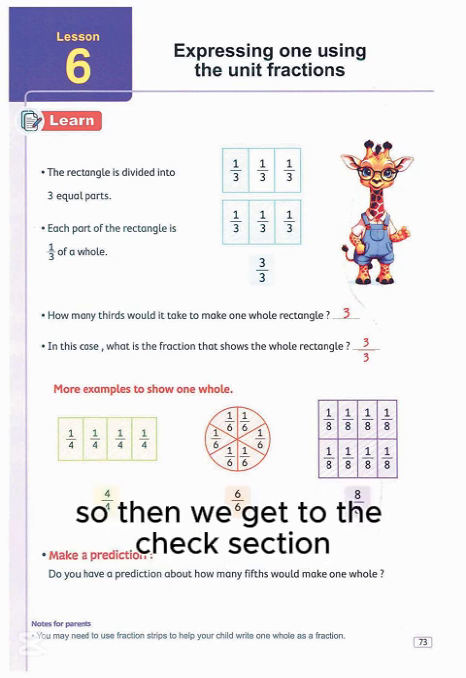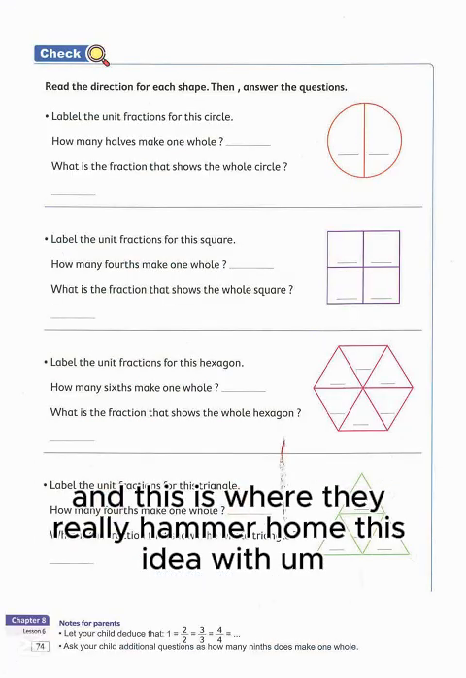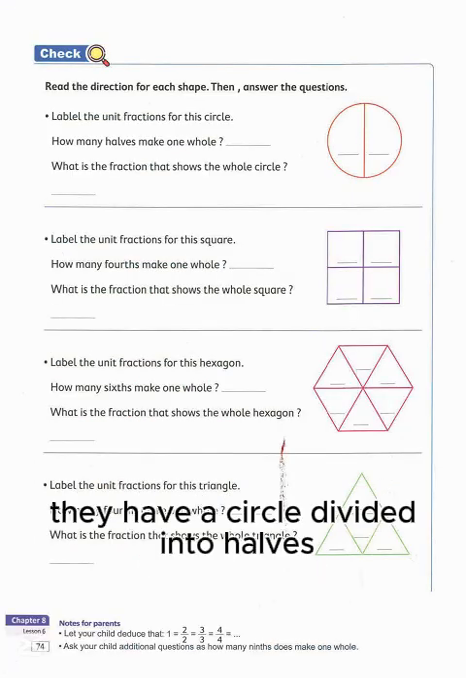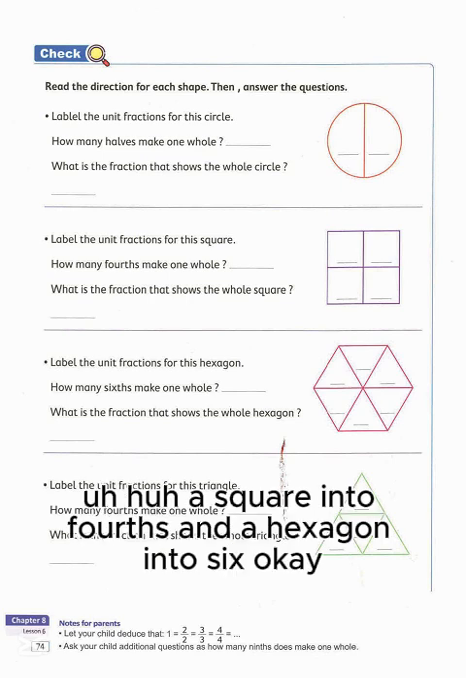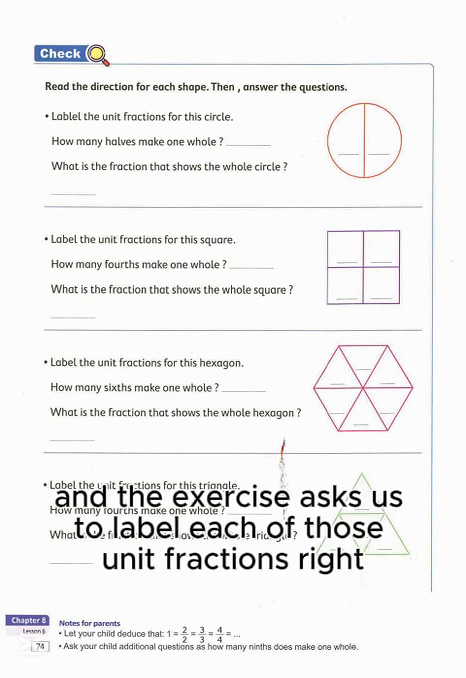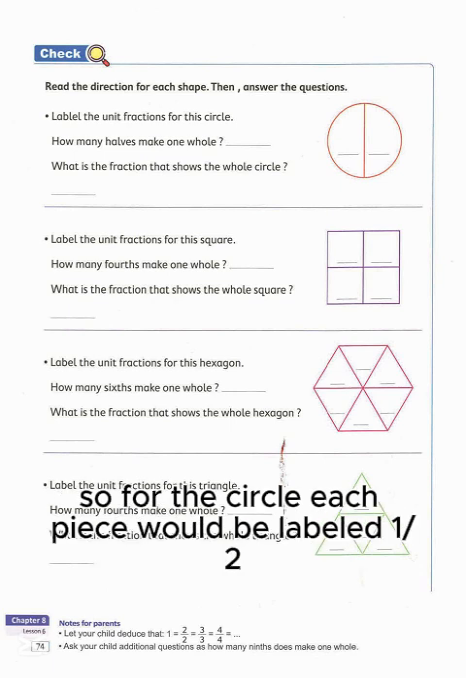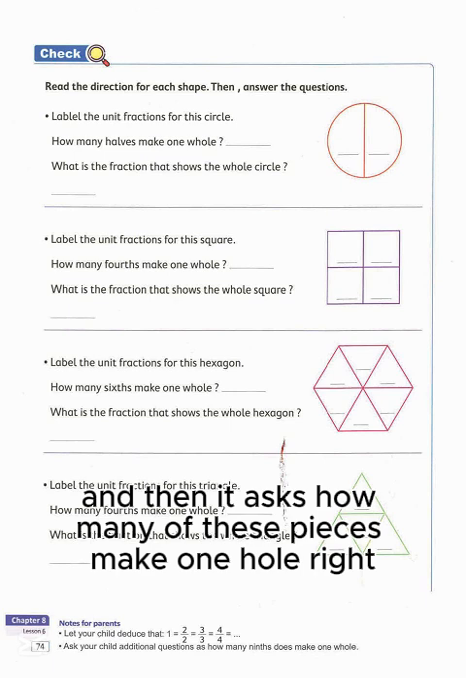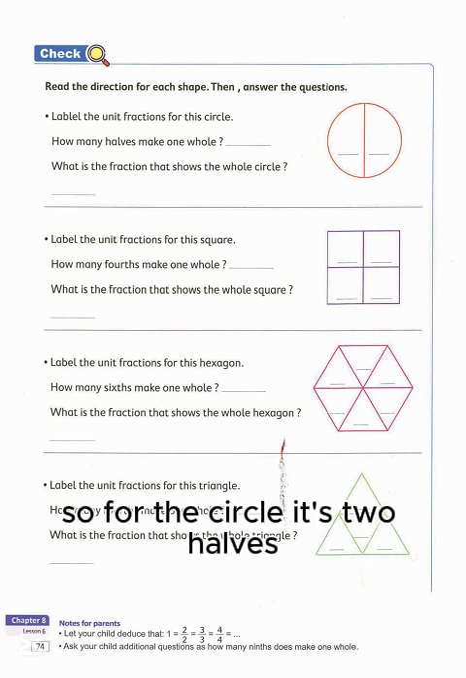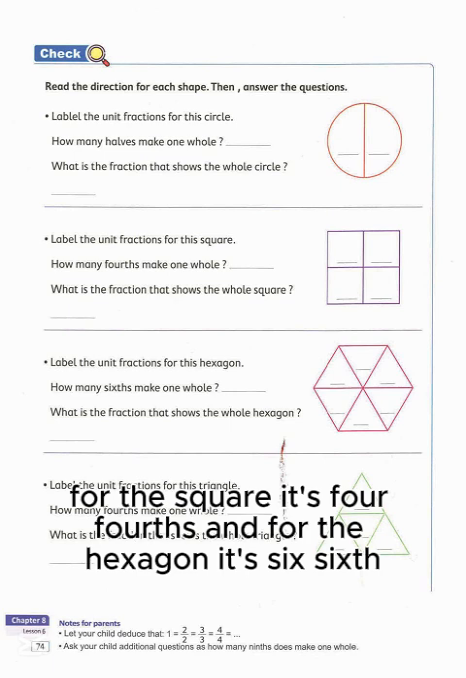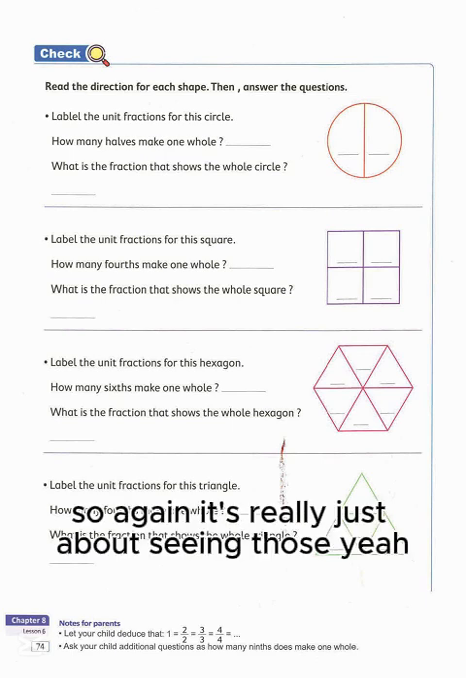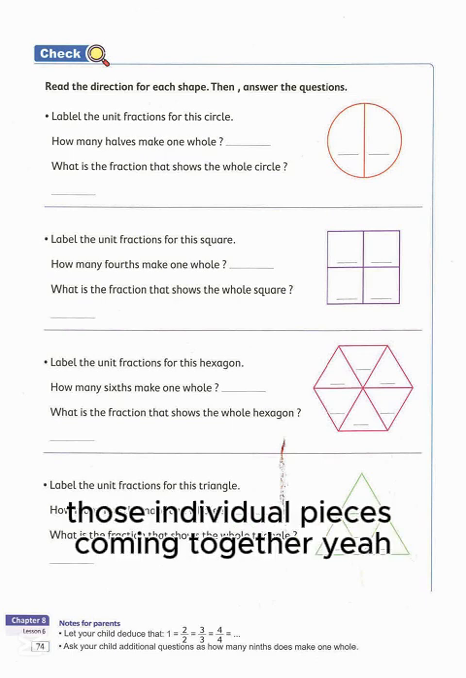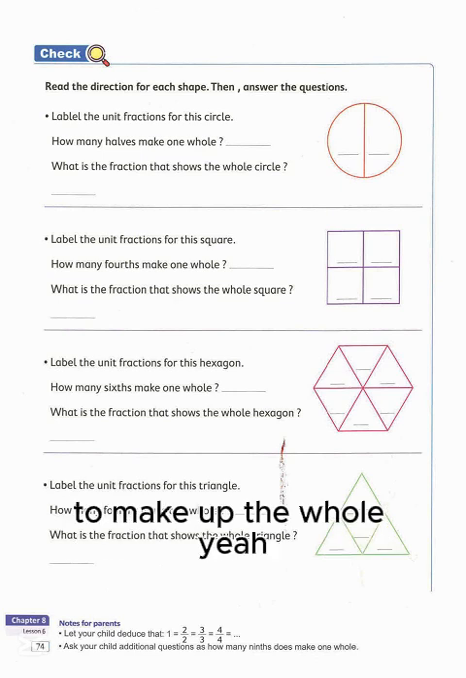Then we get to the check section, where they really hammer home this idea. They have a circle divided into halves, a square into fourths, and a hexagon into 6. The exercise asks us to label each of those unit fractions. For the circle, each piece would be labeled 1/2. Then it asks how many of these pieces make one whole. For the circle, it's 2/2. For the square, it's 4/4. And for the hexagon, it's 6/6. So again, it's really just about seeing those individual pieces coming together to make up the whole. It's really that simple.